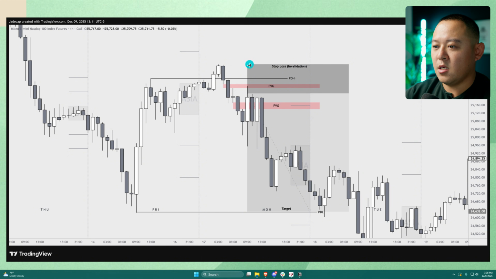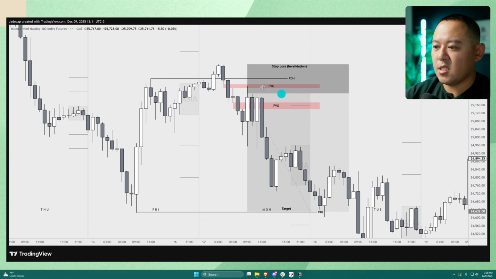So if you can continuously frame trades with asymmetrical risk to reward, where you have the stop loss as your invalidation and a target, and as long as your target is greater than your stop loss, over time you should make money. No matter if your win rate is 40%, 50%, or maybe even less. Maybe your win rate is only 30%.